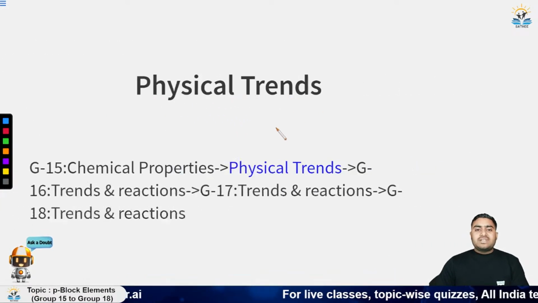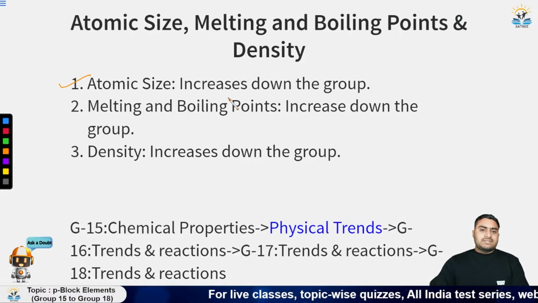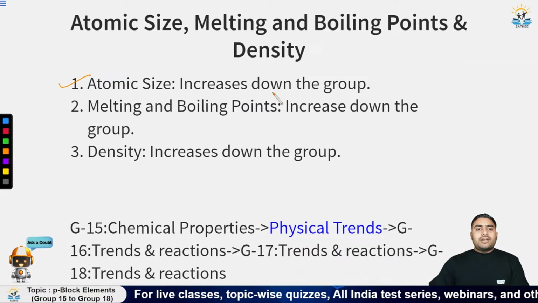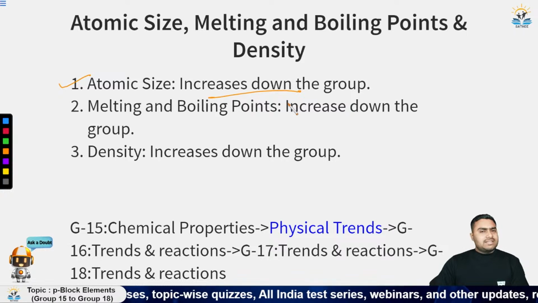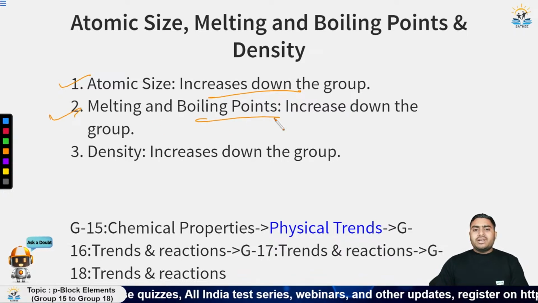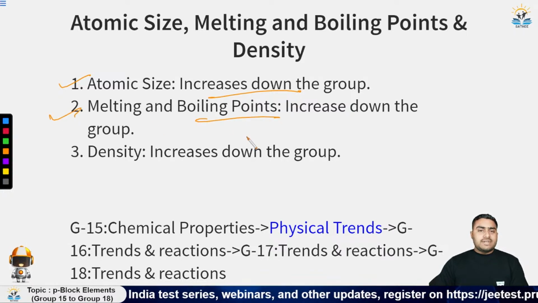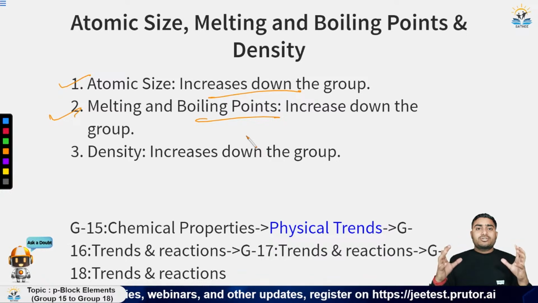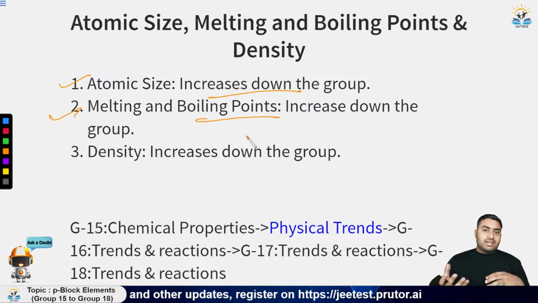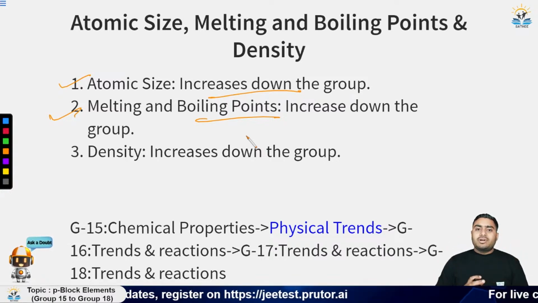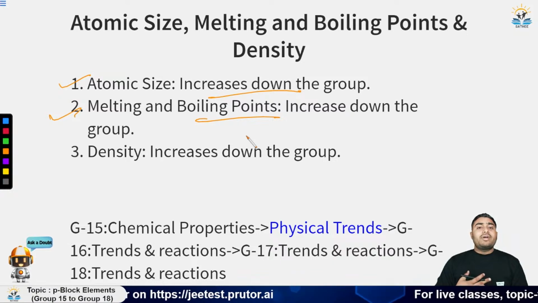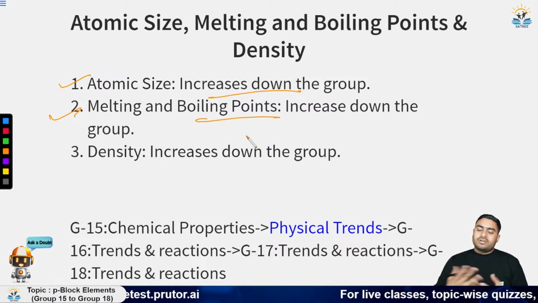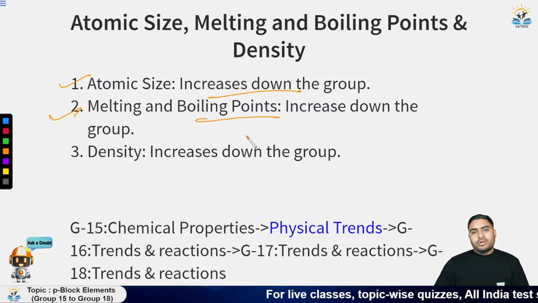Let's discuss the physical trends. Now you can see atomic size increases down the group, as I told you already. Melting and boiling points increase down the group, because if atomic size increases and the size becomes larger, the interaction will increase, right? As well as if atomic mass increases, so definitely what happens? Melting point and boiling point will increase.